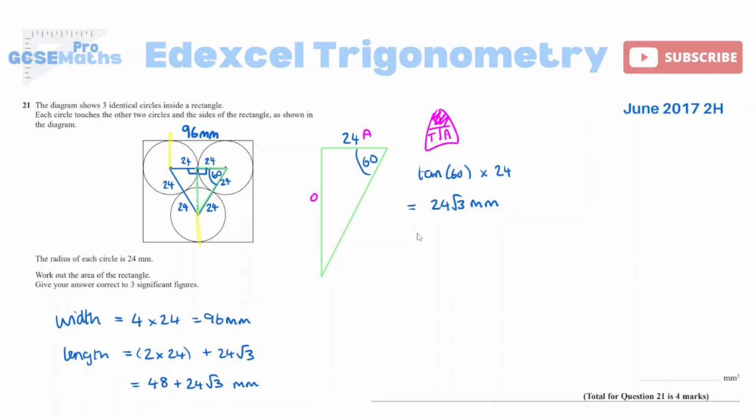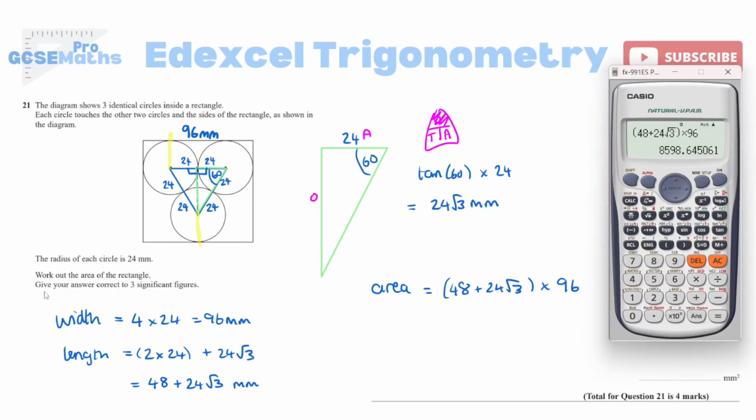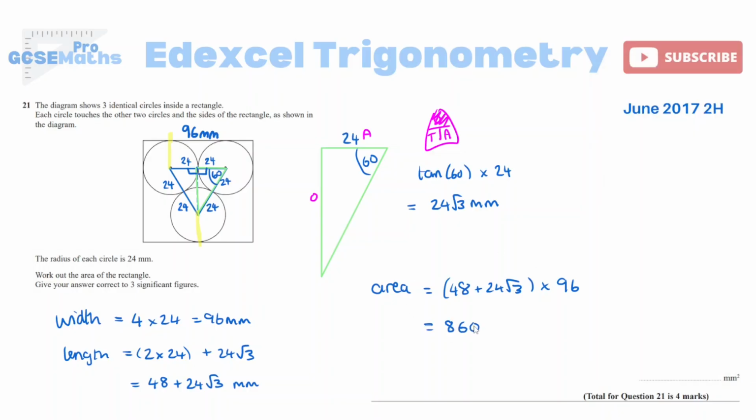So now back to the original point of the question. We wanted to know the area of the rectangle. That's the easiest bit, isn't it? Area is length times width. So we've got 48 plus 24 root 3 times by 96, which now we will put in our calculator. And they've said correct to 3 significant figures. So now we can actually write down our answer and round it. 3 significant figures would be 8,600. And that's millimeters squared.